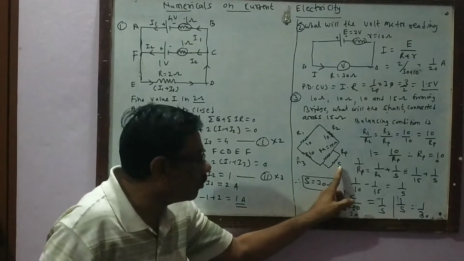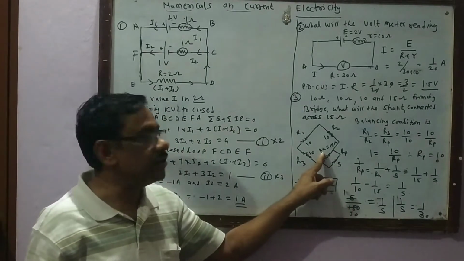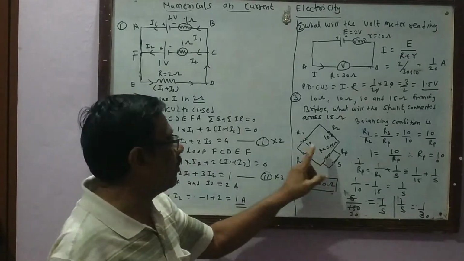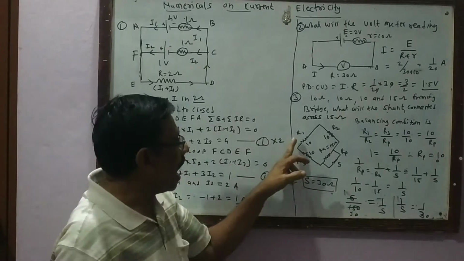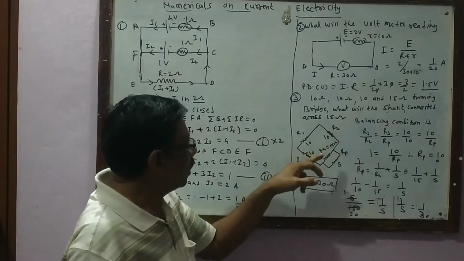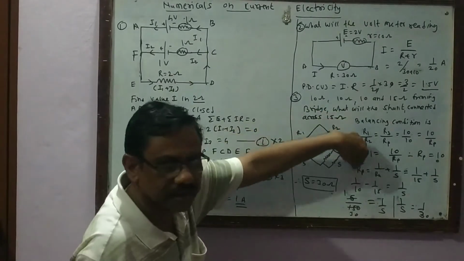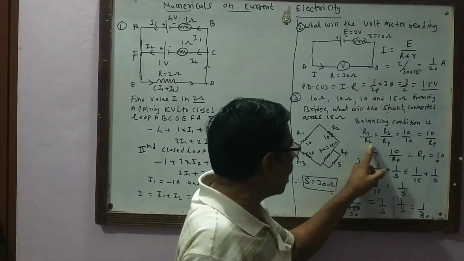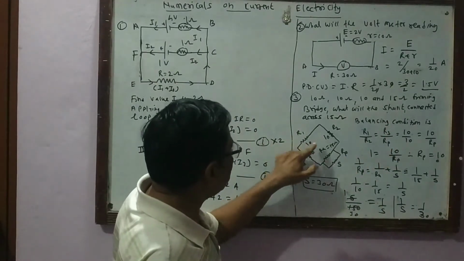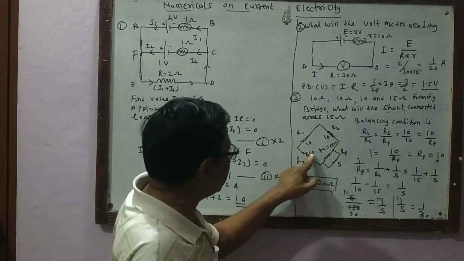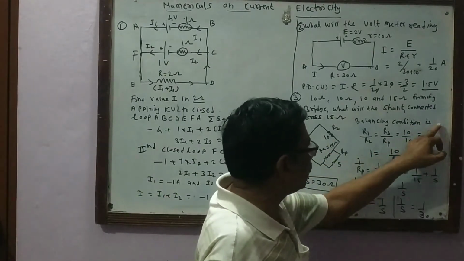And then we have to calculate the value of shunt which is connected across the resistance R4. Under the balance condition, the balancing condition of the bridge, R1 upon R2 is equal to R3 upon the parallel combination Rp. Now putting the values, R1 is 10, R2 is 10, R3 is 10, and we have to calculate Rp. Therefore 10 upon 10 is equal to 10 upon Rp.